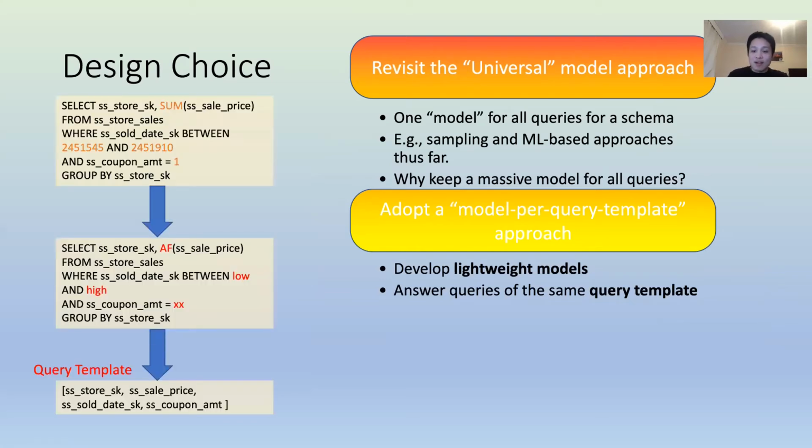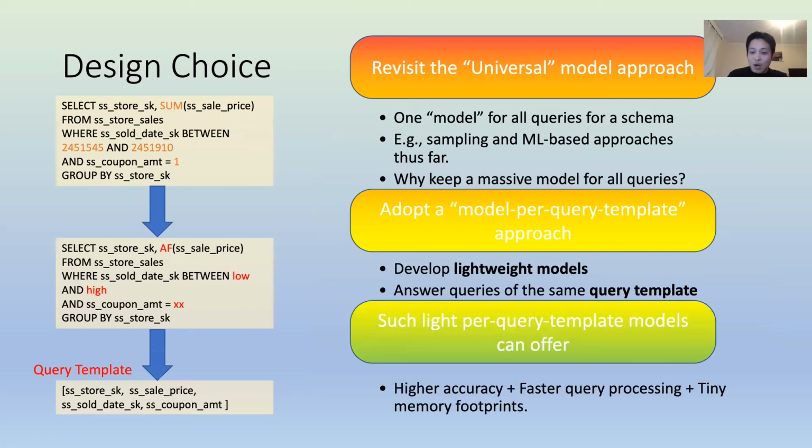This is how we define the query template. A template consists basically of the column sets involved in the query. It turns out that such models can offer higher accuracy and fast query processing, while requiring only tiny memory footprints.